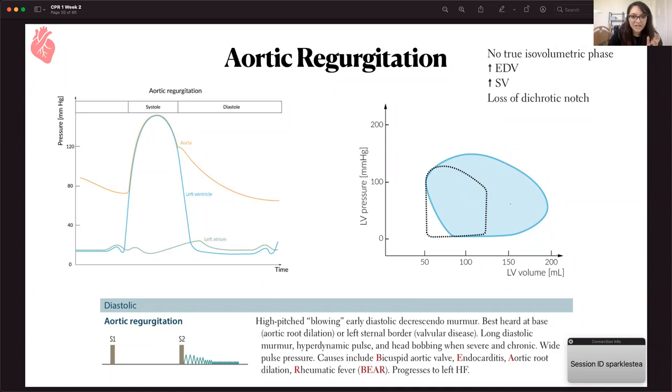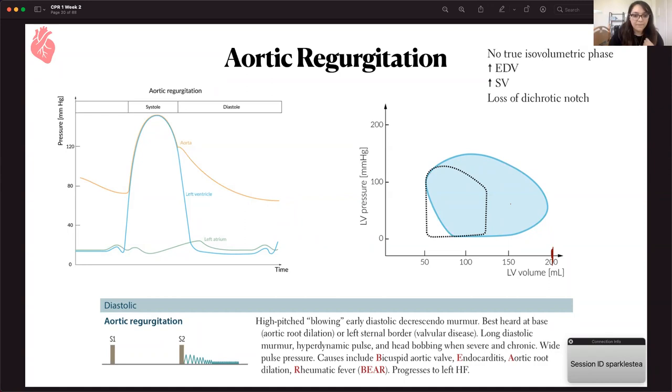So you have that increase in end diastolic volume over here, and then by subtraction, you're going to see an increase in stroke volume. This tells you that you don't have clear boundaries between the phases. In a regular pressure volume loop, you have four distinct aspects, and here it's all a blur because you're not getting real isovolumetric phases.